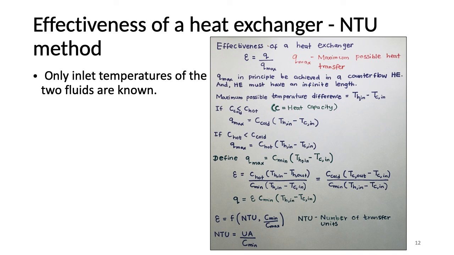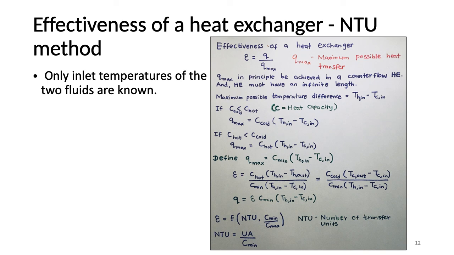If the heat capacity of hot fluid is less than the heat capacity of the cold fluid, then hot fluid will be cooled to the inlet temperature of cold fluid. So we can define the Q max as C min times Th in minus Tc in. So the effectiveness is defined as Q divided by Q max. Q max is always defined using C min, and we can represent the Q as effectiveness times C min times Th in minus Tc in.